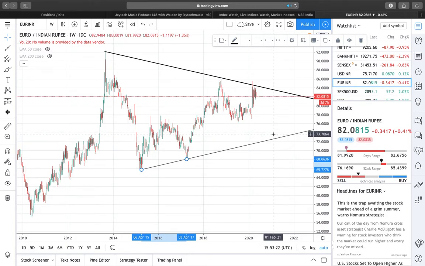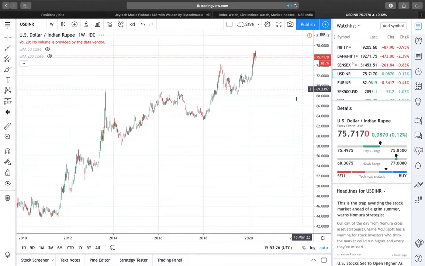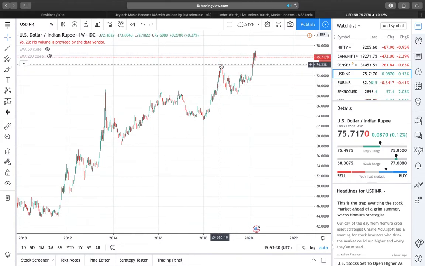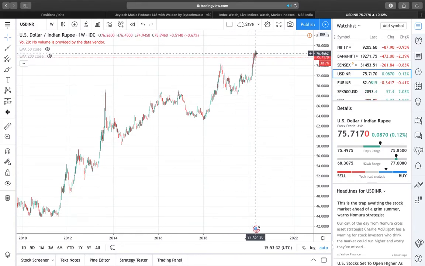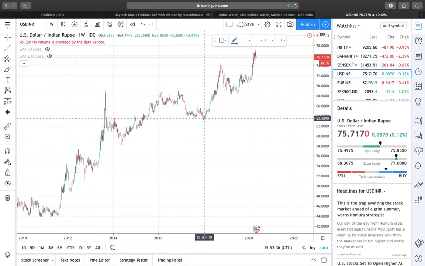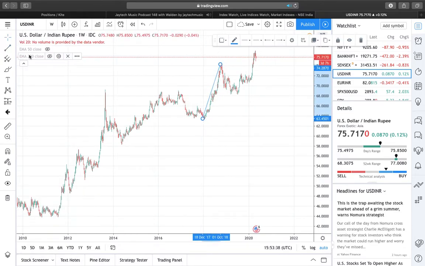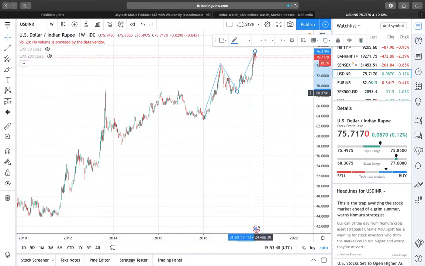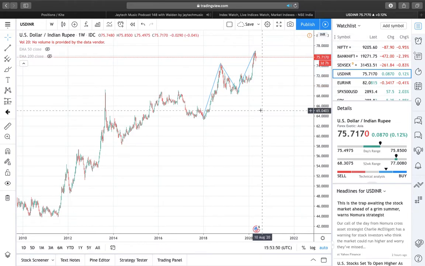If we compare this with the USD INR chart, we see a clearly new high formation. So we have a higher top, a higher bottom, and a higher top formation. If I simply select a structure like this, here we have 1, 2, and 3. So the question is where to expect the pullback of such a security.